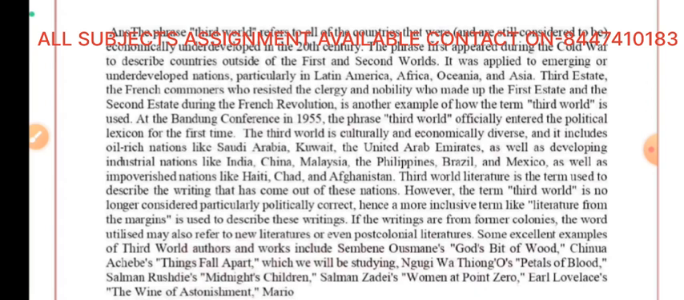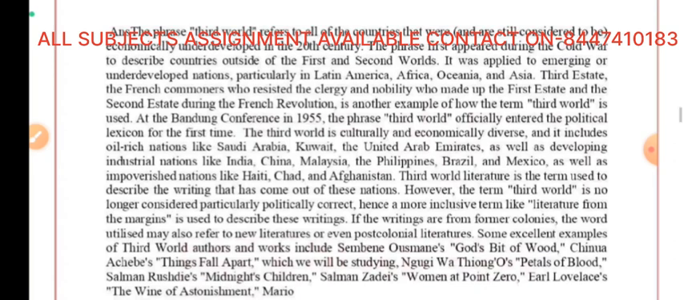Third world literature is a term used to describe the writing that has come out of these nations. However, the term third world is no longer considered particularly politically correct, hence a more inclusive term like literature from the margins is used to describe these writings. If the writings are from former colonies, the word utilized may also refer to new literatures or even post-colonial literatures.